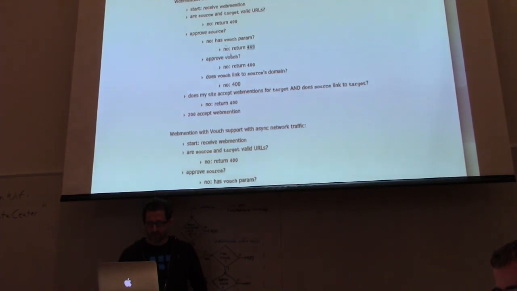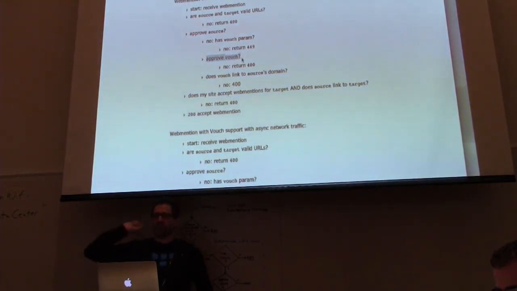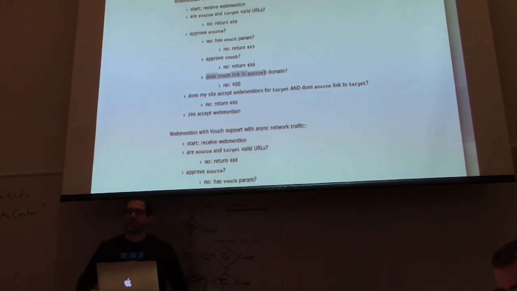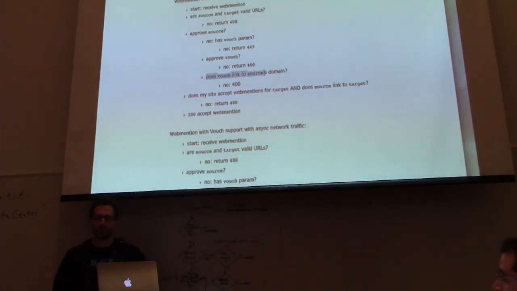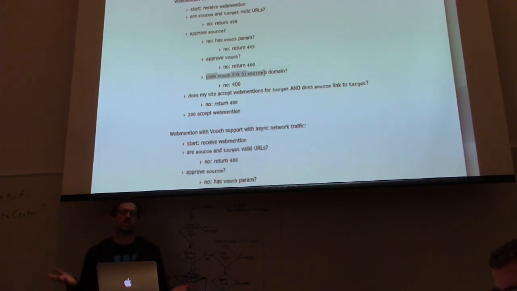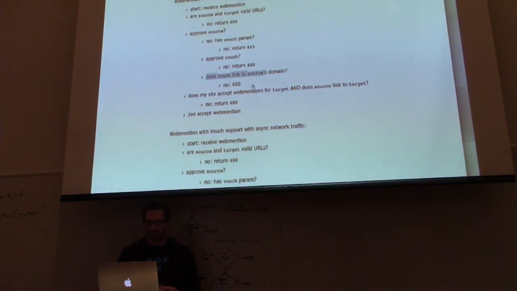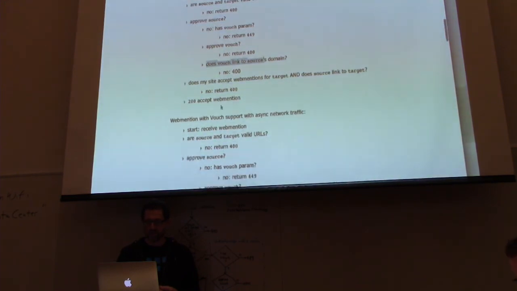Otherwise, if they do send you a vouch, then you check to see, do you approve the vouch? Same approve function, no new code. If not, return 400. And then does the vouch link to the source's domain? This part is key. If the source says, here's my post, and here's a URL that vouches for me, by basically linking to my site somewhere, like the IndieWebCamp wiki, or a friend in common, or any number of other ways, that has to be satisfied. And then, of course, the same tests as what I mentioned before, and that's it.